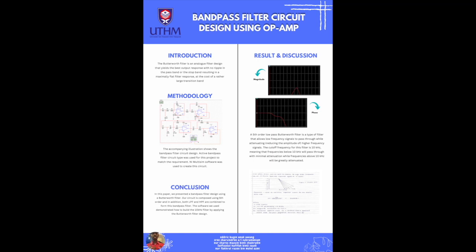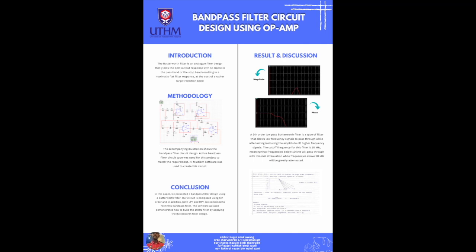A fifth order high pass Butterworth filter, on the other hand, is the opposite of a low pass filter. It allows high frequency signals to pass through while attenuating low frequency signals. The cut-off frequency for this filter is also 10 kHz, meaning that frequencies above 10 kHz will pass through with minimum attenuation, while frequencies below 10 kHz will be greatly attenuated. Like the low pass filter, the frequency response of the Butterworth high pass filter is known for being maximally flat in the passband.